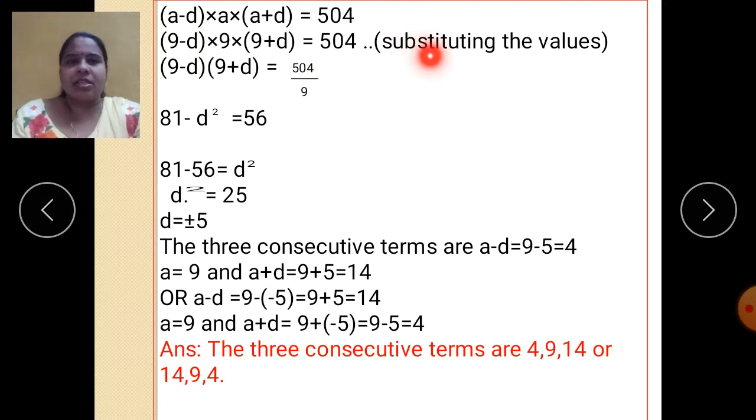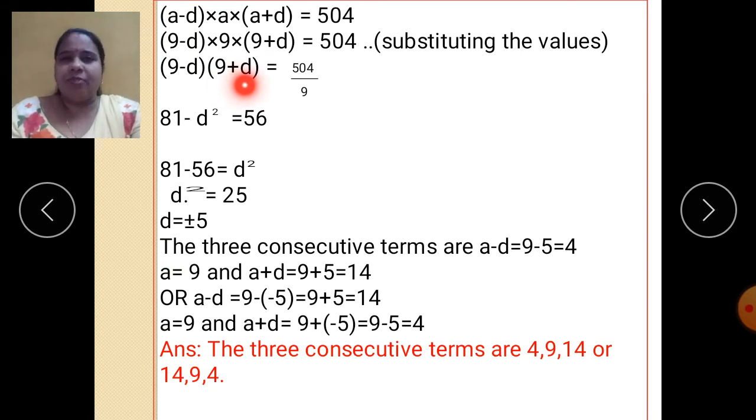It is just substitution of the values. That is, A is equal to 9. After this, you can shift this 9 to the right side. It will get divided here, 504 upon 9. Right? And this is in the form of (a minus d)(a plus d), the identity formula.